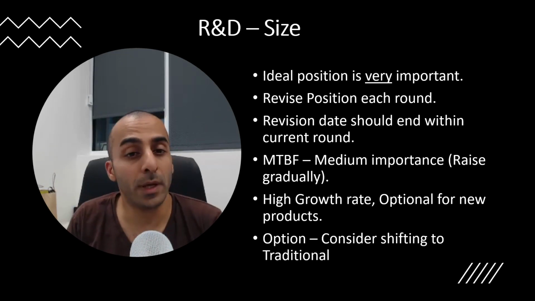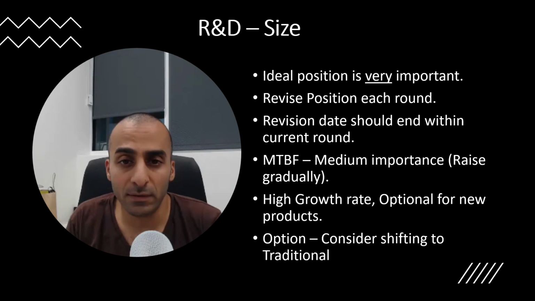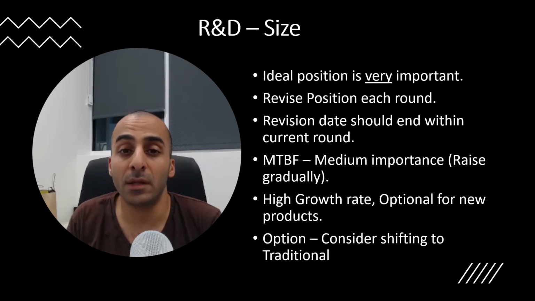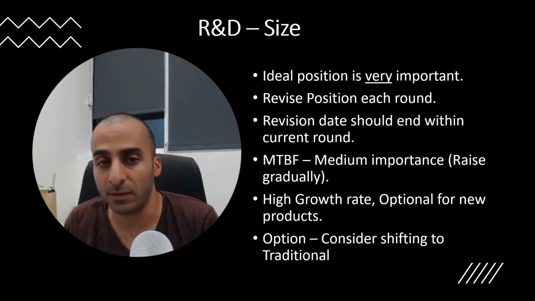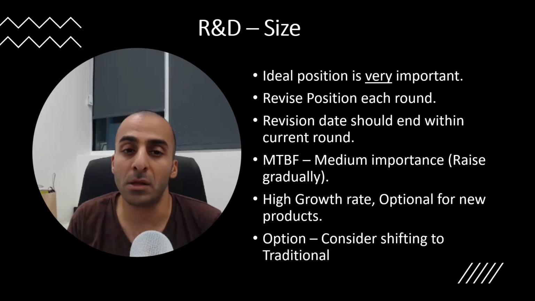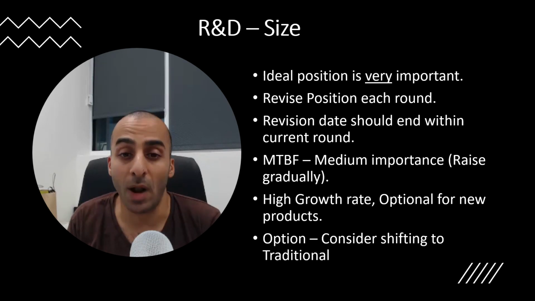So let's do a quick recap about the size. The ideal position is very important, meaning that we are going to revise it every round. So we're always going to check ourselves to make sure that the revision date ends within the current round all the way to December, perfectly fine, never January or beyond that. When that is the case, it is going to hurt us quite a lot because it means that we won't be able to revise the product in the next round.